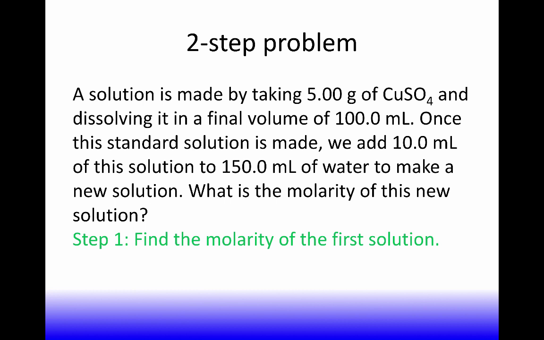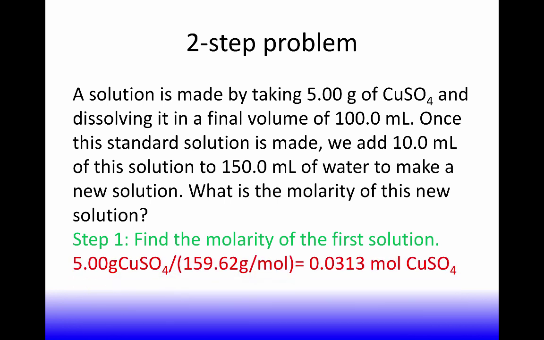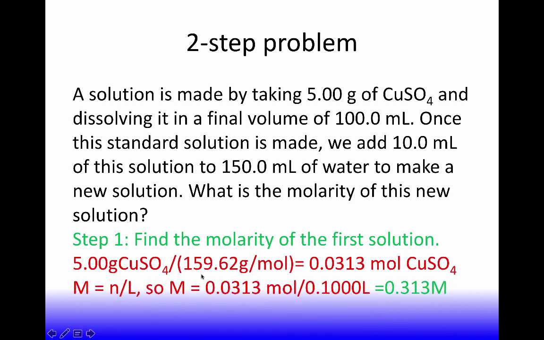So we've got 5 grams of copper 2 sulfate and we've got 100 mils. So you can see we're going to take our 5 grams of copper 2 sulfate. This is the molar mass of copper 2 sulfate. We divide, and that'll give us moles of copper 2 sulfate. And then we divide that by the volume in liters. So it's 0.100 liters. This number of moles divided by that volume gives us this concentration, 0.313 molar. That's our standard solution that we made in this first part. The first part is just the first sentence.